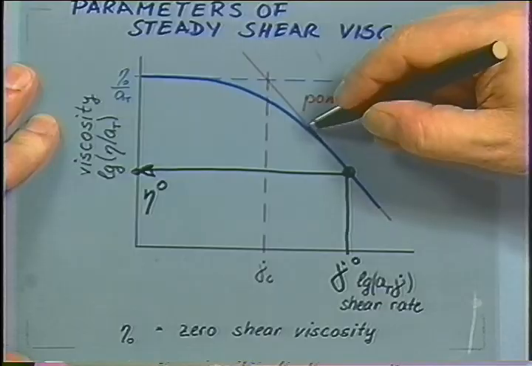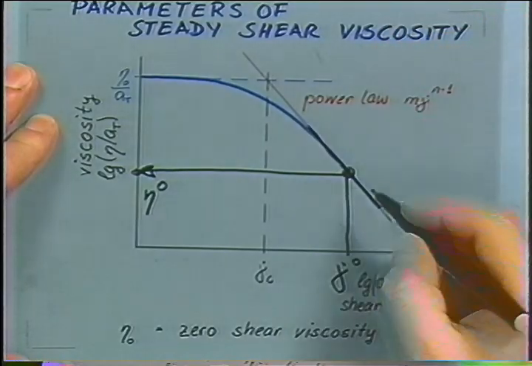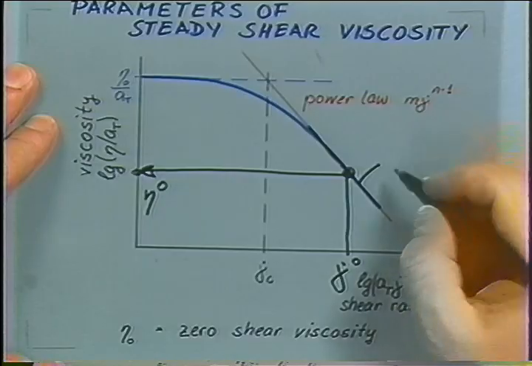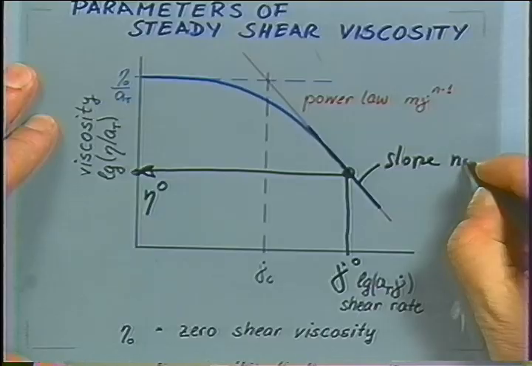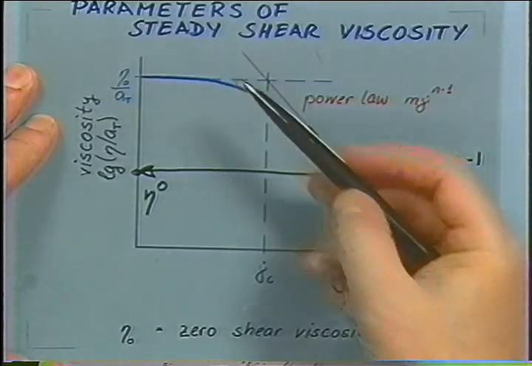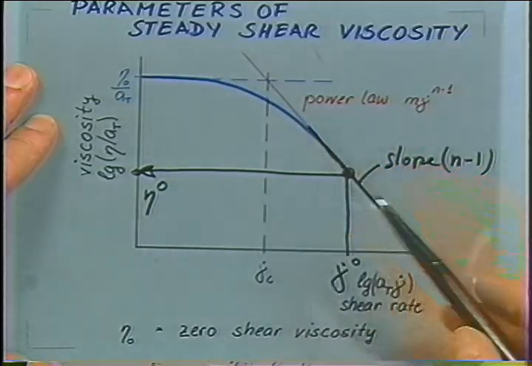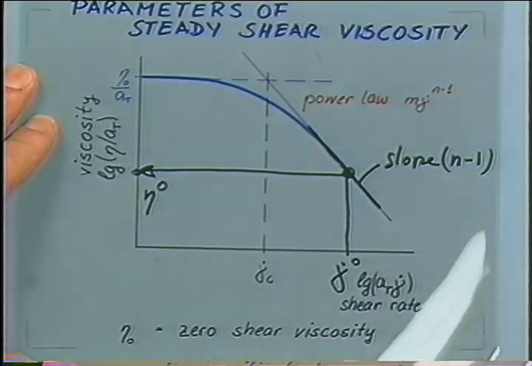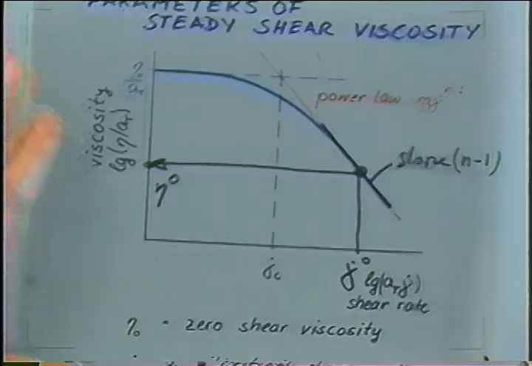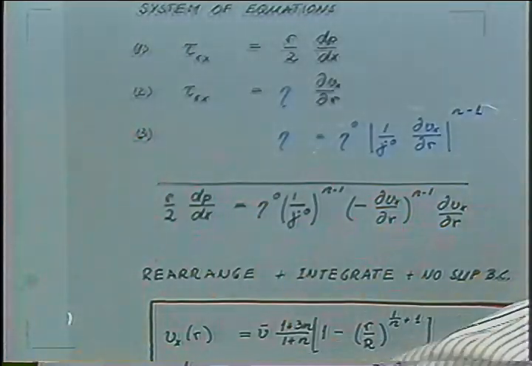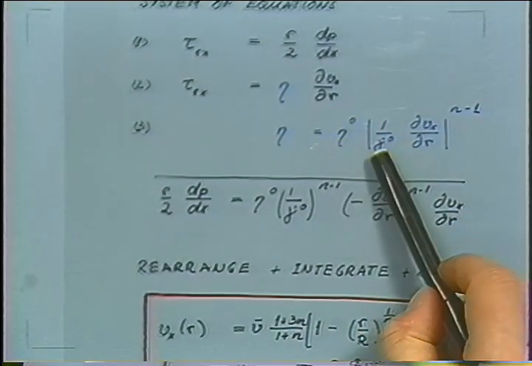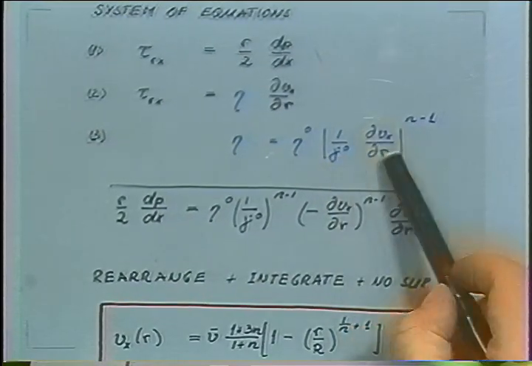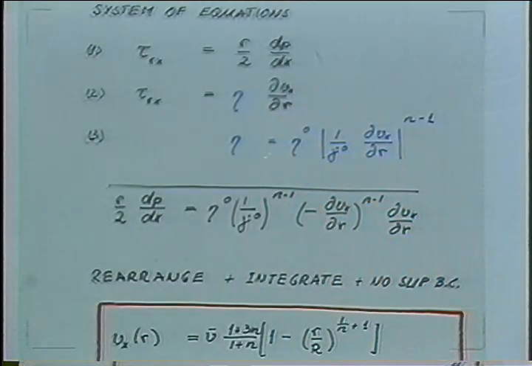And then you draw the slope here on this curve, and that slope is equal to n minus 1. You know, n is smaller than 1. It's a negative slope. So you're getting the slope directly from this plot. And you have everything to introduce into your equation. You have the viscosity, we pick one point on the viscosity curve. You have the shear rate at this point. And then this is the shear rate dependence. And you enter this up here. Okay.